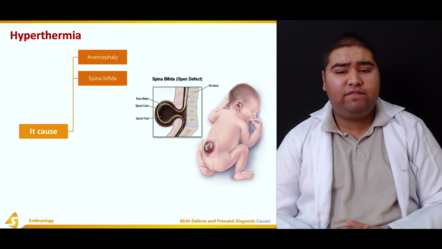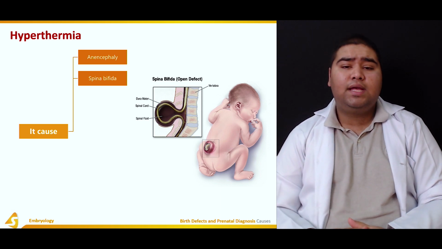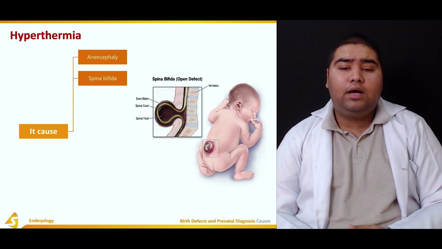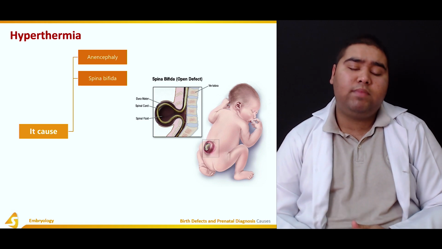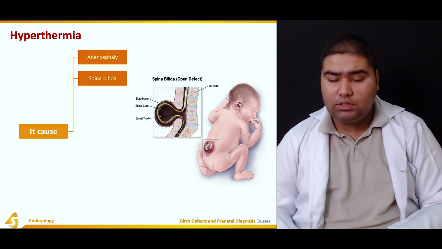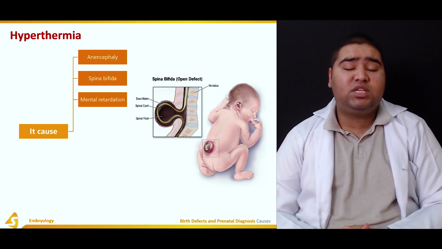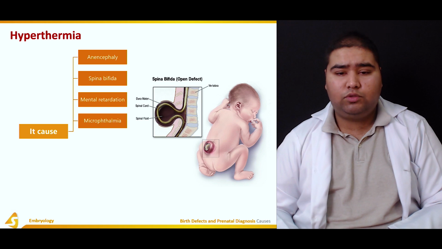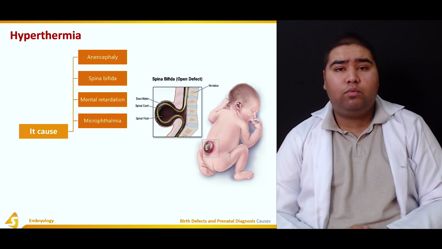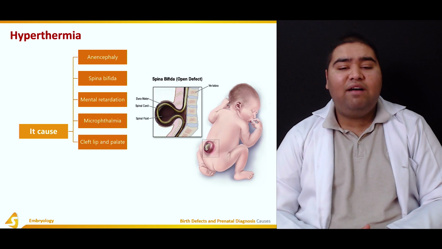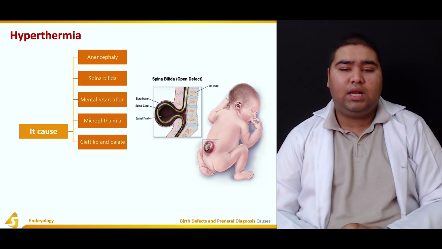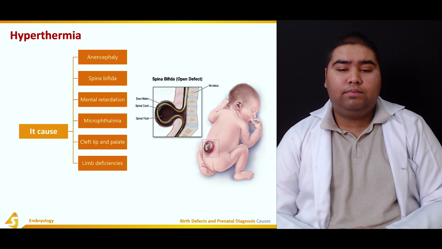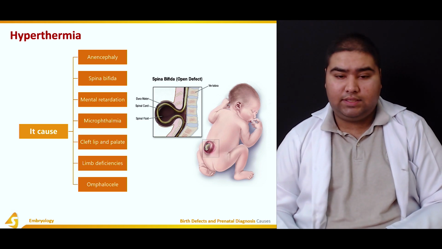Then we have spina bifida, as you can see in the figure. It is a defect in the dorsal body wall from which brain matter and meninges may or may not be protruding out. Then we have mental retardation, which is decrease in the mental capability of an individual. Then we have microphthalmia, which is small eye. Then we have cleft lip and palate, which obviously means having a cleft, a gap, an irregularity, a misjunction between lips and palates. Then we can also have limb deficiencies.